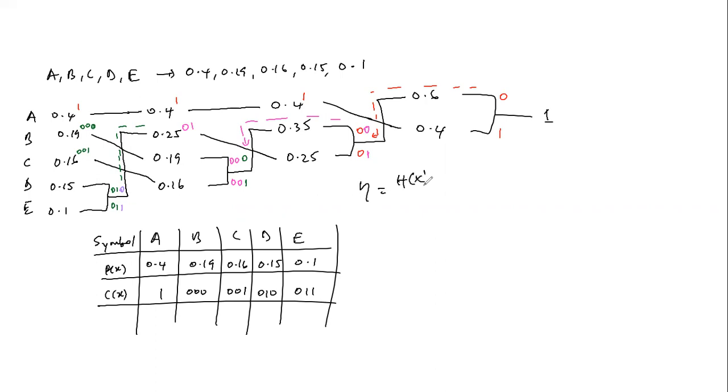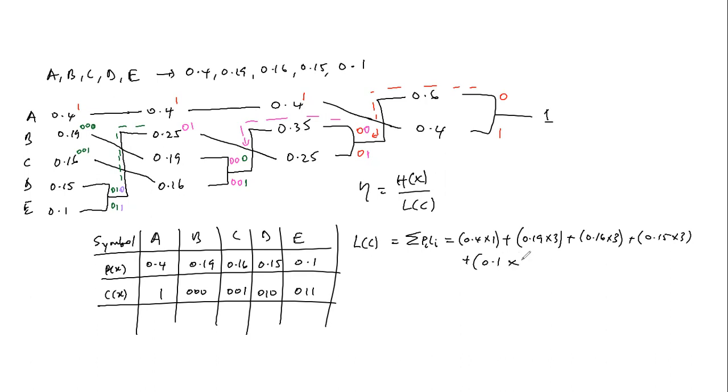Don't forget, it's the entropy divided by the expected length. And we already know that the expected length is the same as the expected value of the code word length. So this will now be 0.4 times 1, if the length is 1, plus 0.19 times 3, length is 3, plus 0.16 times 3 also, plus 0.15 times 3, then plus 0.1 times 3 by the length of 4, and this will give us 2.2.